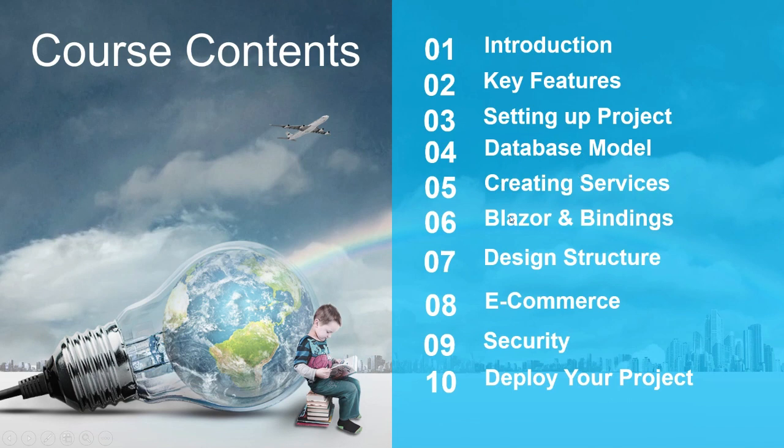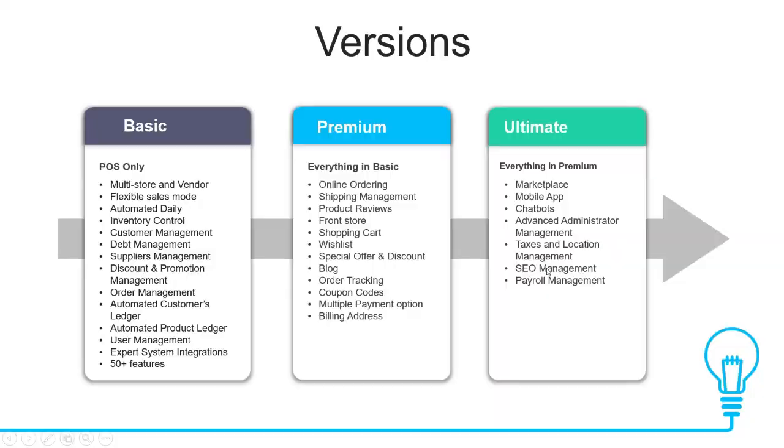Database model, creating services, how we're able to integrate Blazor Server, and design structure, e-commerce, security, and the mobile apps. Of course, we're going to be dealing with mobile apps as well. We have different versions for this application. We have the basic version, the premium version, and the ultimate version. So these are the contents. Of course, it's far more than this. It's just a brief introduction of what you're going to be getting.